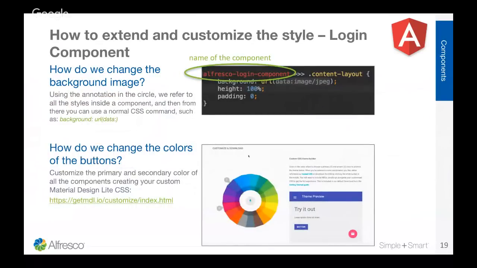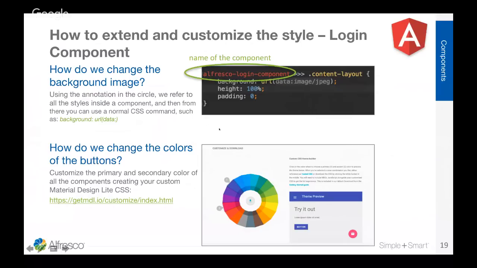So here we see how we can actually do this kind of customization that I was talking about. Usually, as you can see in this green circle here, we point to the name of the component, and then we define with the classic CSS language what we want to change inside this piece of HTML.